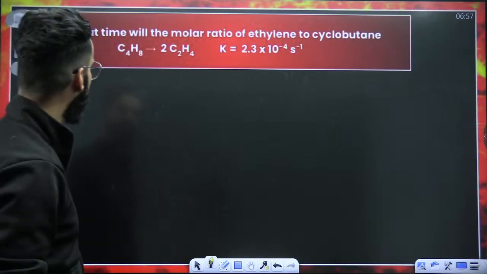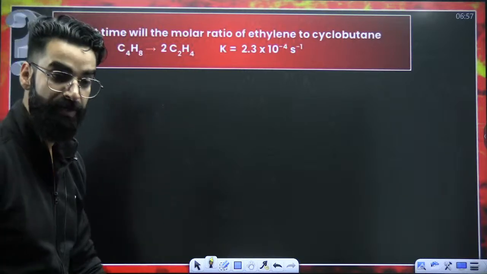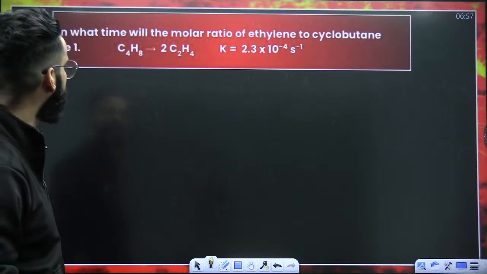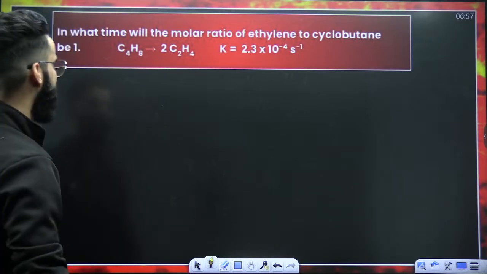One more question. In what time will the molar ratio of ethylene to cyclobutane be 1? What it means exactly? Have a look.